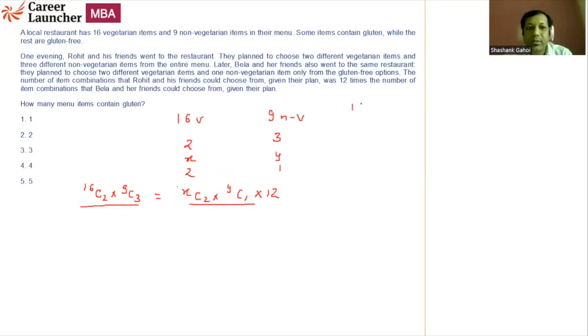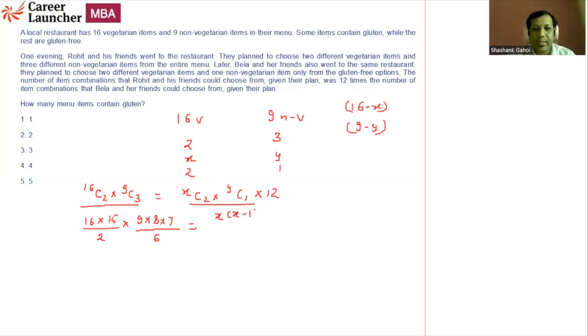It means 16 minus X are the items that contain gluten, and 9 minus Y are the non-vegetarian items that contain gluten. Okay, so it is going to be 16 into 15 divided by 2. This comes out to be 9 into 8 into 7 divided by 3 factorial, or I can say 6. And this is going to be x into x minus 1 divided by 2, and YC1 is going to be Y itself. This is going to be 12.